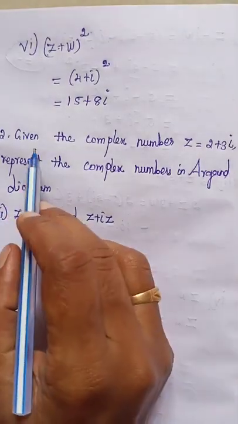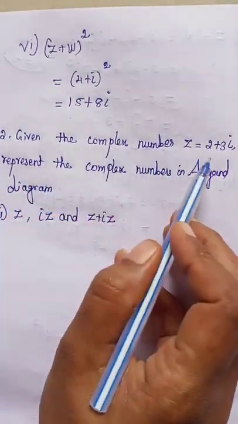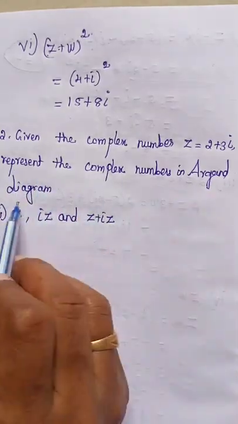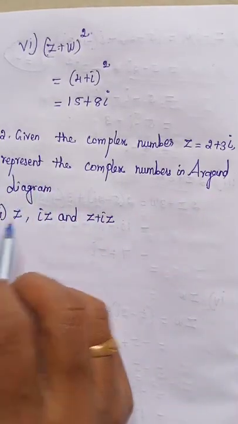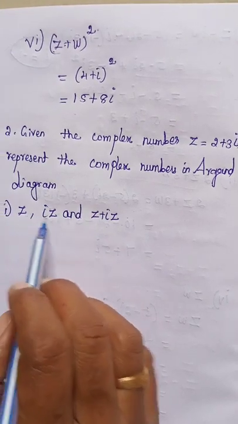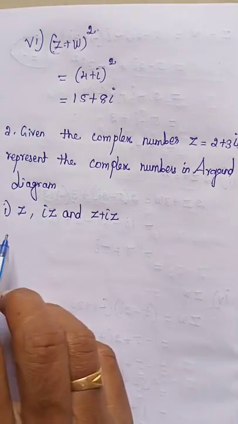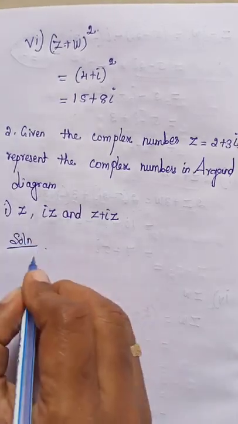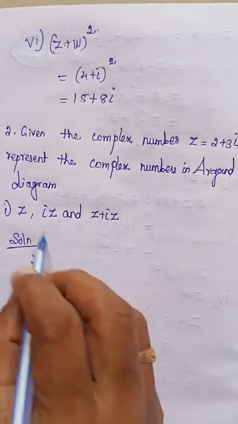Now problem number 2. Given the complex number Z is equal to 2 plus 3i. Represent the complex number in the Argand diagram. This we have to mark in the Argand diagram. Subdivision 1: Z, iZ, Z plus iZ. So first we will find out all the values, then we will draw them in the Argand diagram.